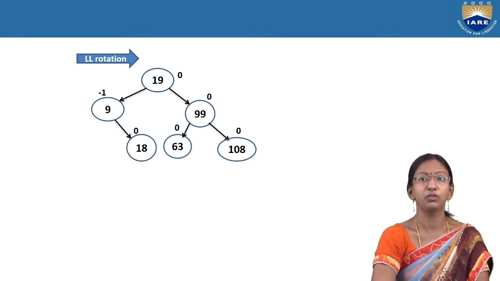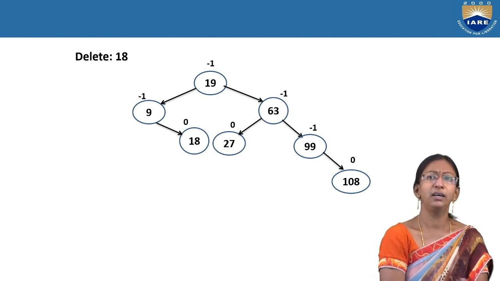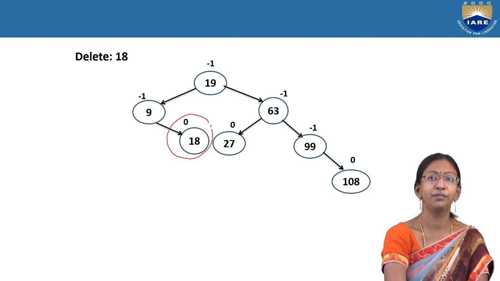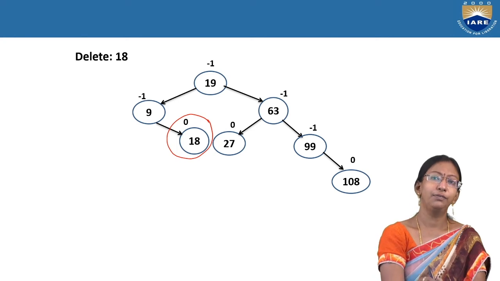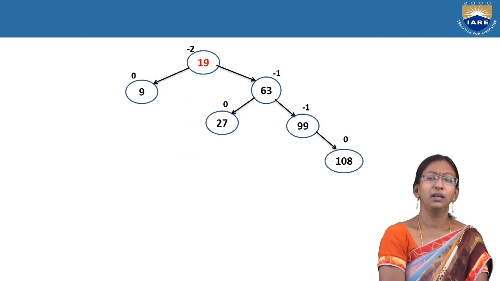Let's do one more deletion. Okay, so let me take the same and I'll remove 18 out of this. Previously, I removed 27 and showed you that scenario. So if I remove 18, what will happen? If I remove 18, have a look.